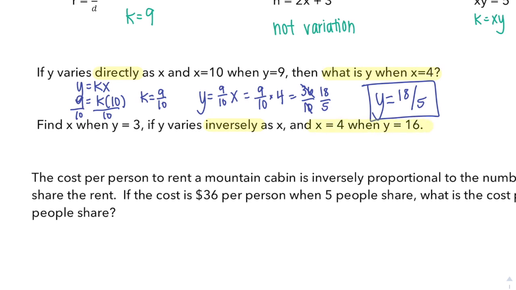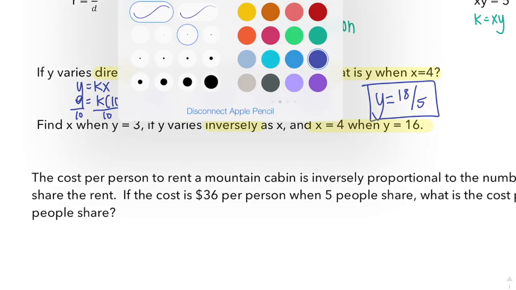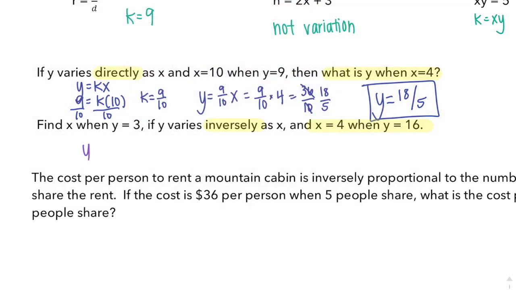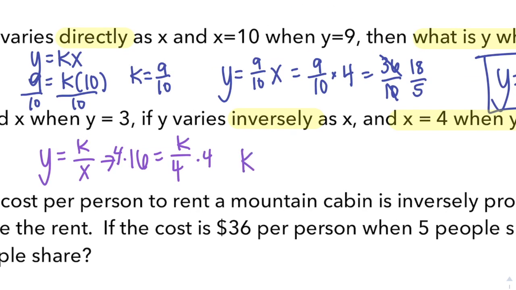You have to find k. You have to find your equation, the constant of variation, before you can do these. So if y equals k over x, but now I know when y is 16, x is 4, multiply both sides by 4. 16 times 4, I want to say is 64, but I don't want to make another mistake like the 2. Yeah, I'm not going crazy. So k is 64, which means my equation is going to be y equals 64 over x.